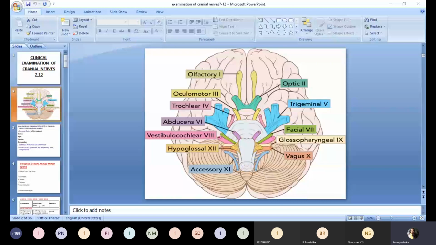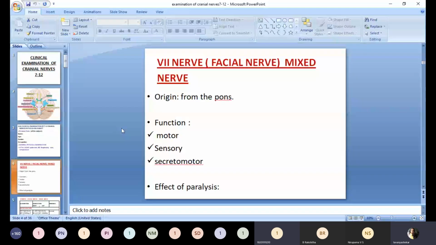Excuse me, ma'am. The slide is not changing. It is still the second slide. Can you see the 7th now? No, ma'am. It is still the second slide only. No, ma'am. Still the same slide. What about now? Yes, ma'am. Now it is okay, ma'am.